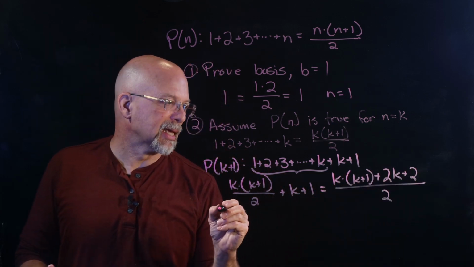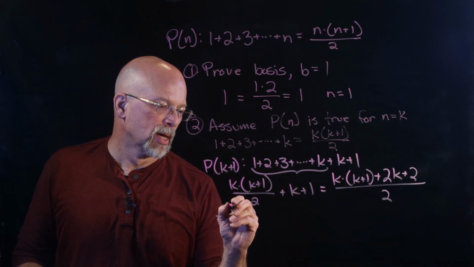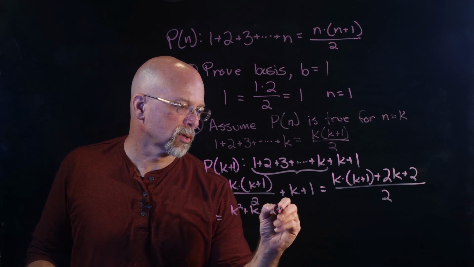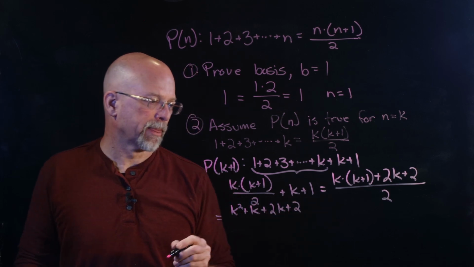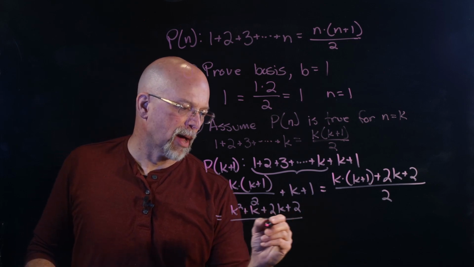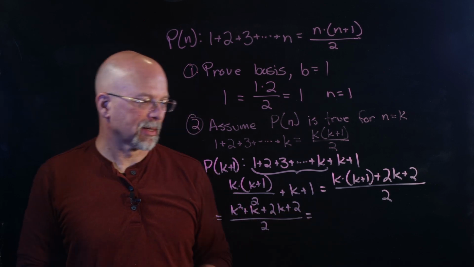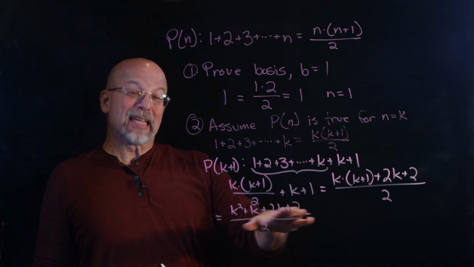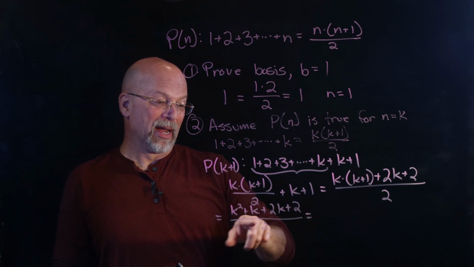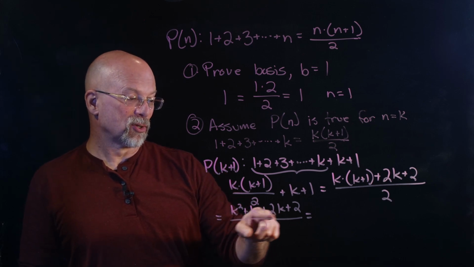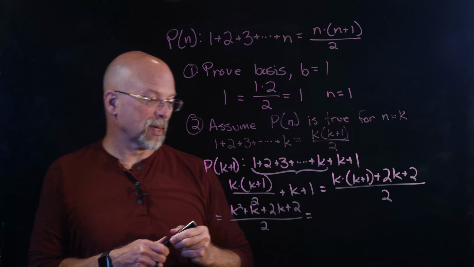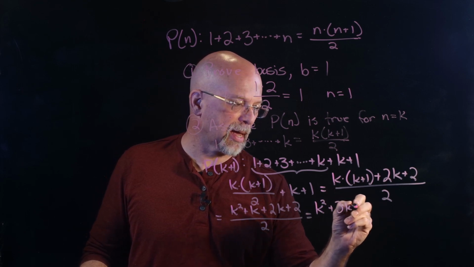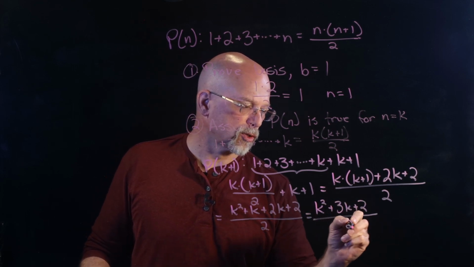And what I get is this will be equal to k squared plus k plus 2k plus 2, and that is all divided by 2. Carry our denominator along, right? I can simplify this a little bit, right? You see the 2k plus the k, those we can add together, and you've got k squared plus 3k plus 2 over 2.